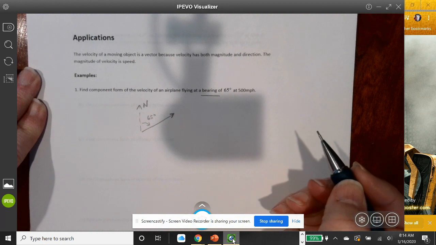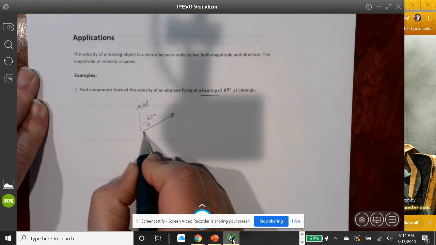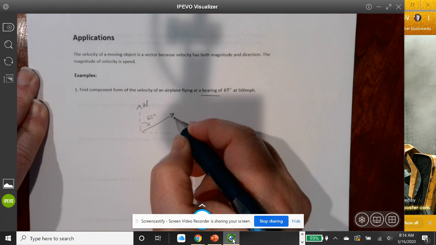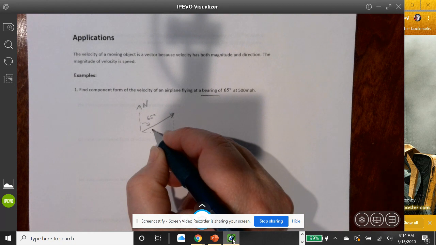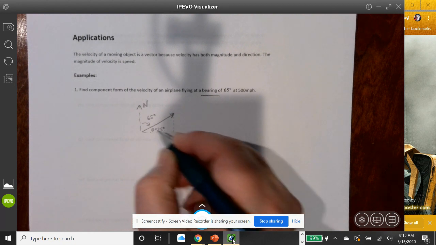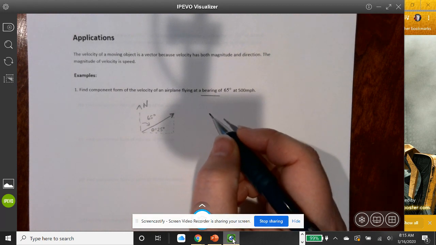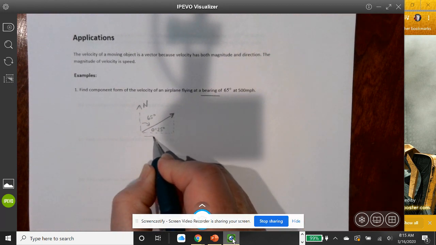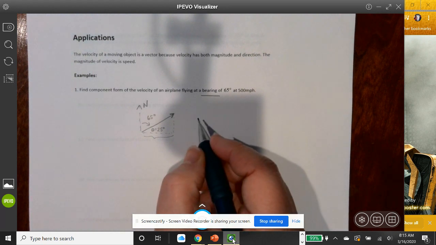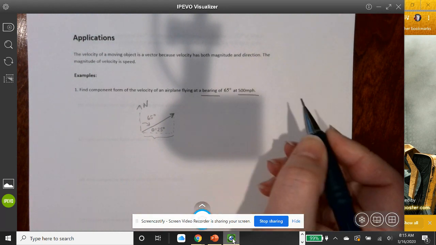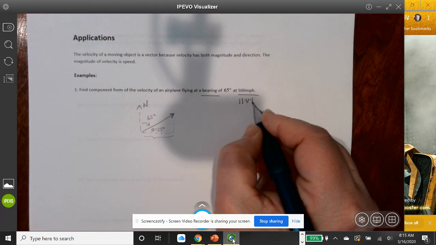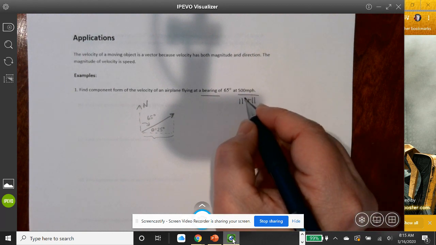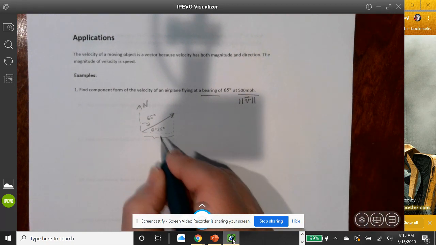But if I want the component form of this vector, I need the horizontal distance and the vertical distance here, which requires a different angle. So the angle we're going to need is 90 minus 65, so we're going to make theta equal to 25 here, because we know from trig that this distance here is going to be the x component. The magnitude is 500 miles per hour. So this would be the magnitude of the velocity vector, and this would be the angle.